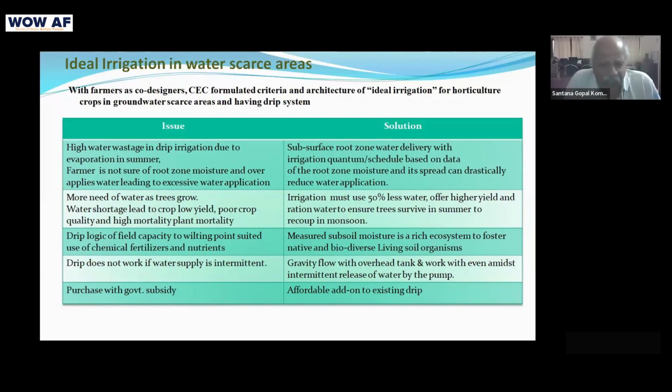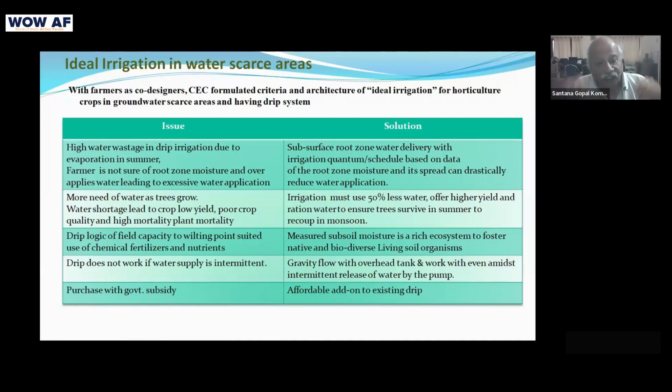That is, you just keep the plant moist so that the trees, which are at their peak yield age, can survive in summer and can recoup in monsoon. That's how the irrigation architecture and water usage or moisture should be thought of.